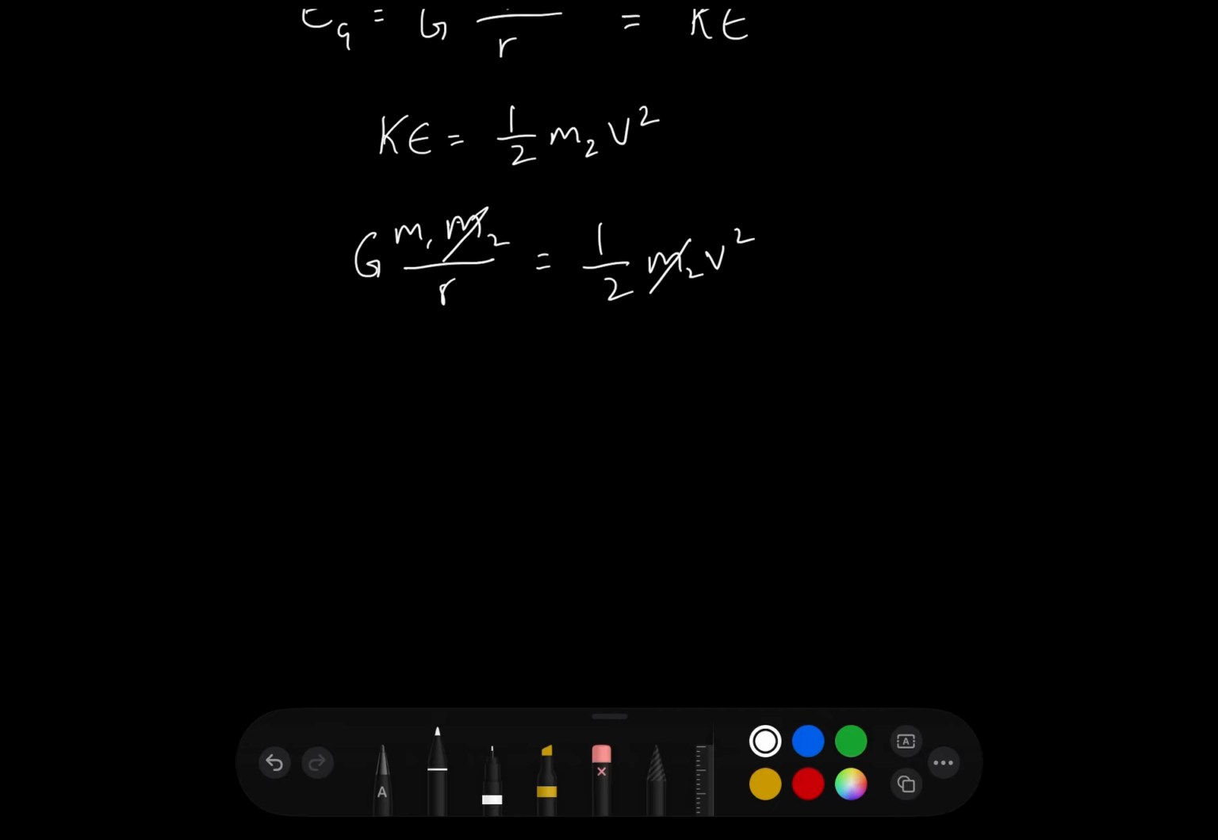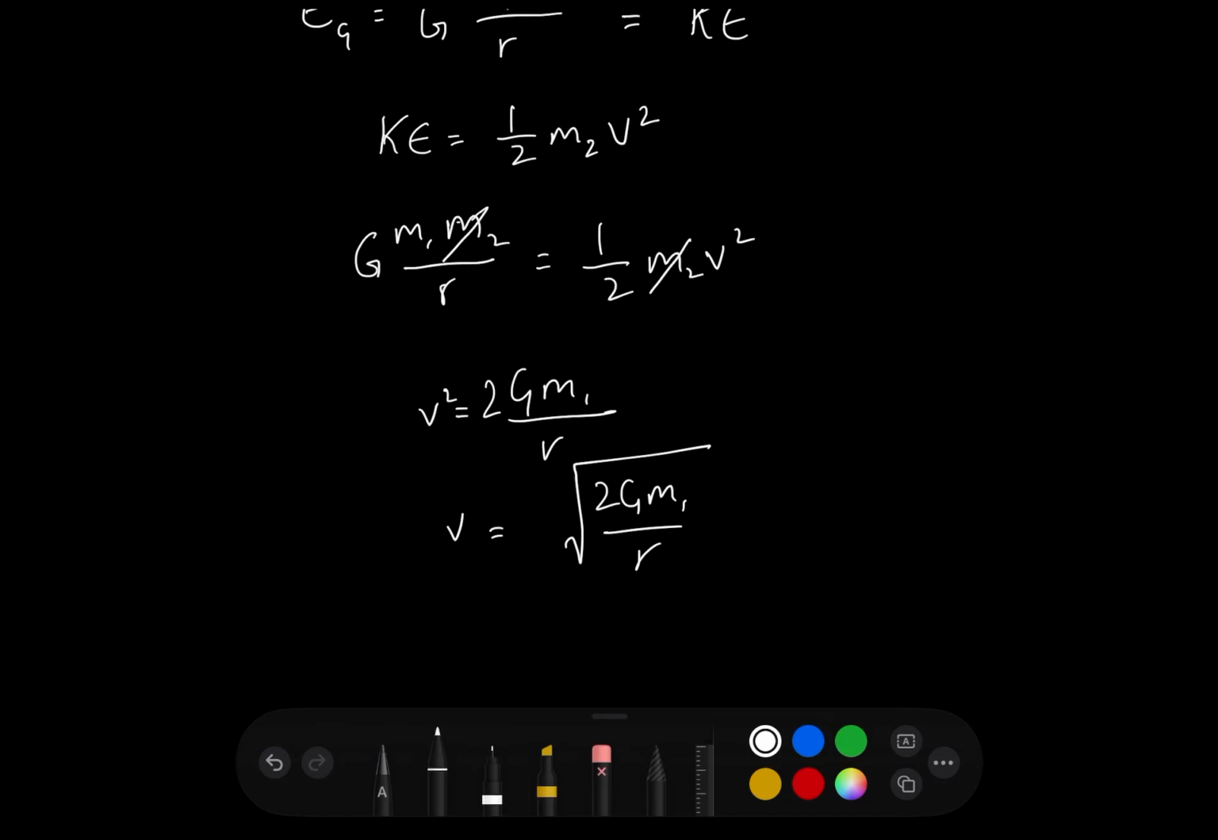But anyway, we end up with v squared is equal to 2G m1 by r, or v is equal to the root of 2G m1 by r. And so now we can start plugging in our values.